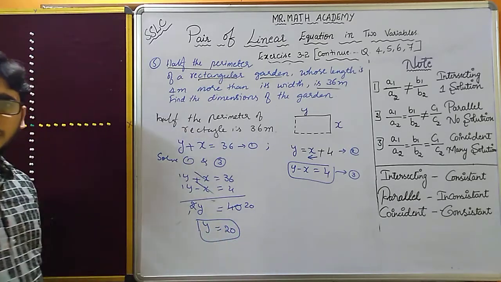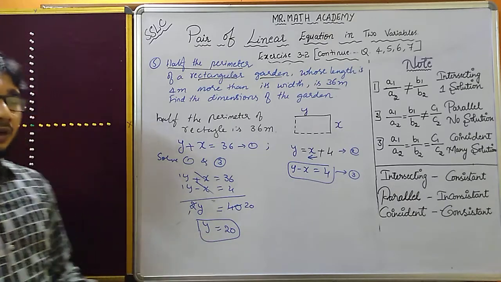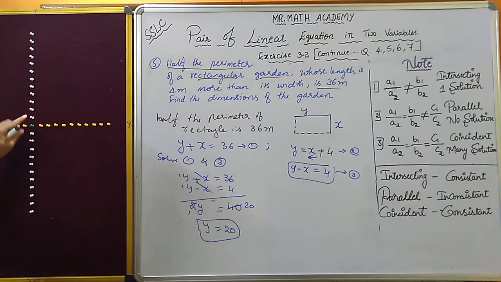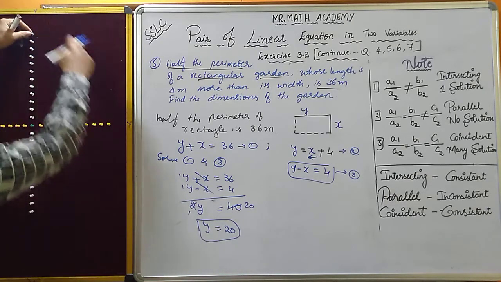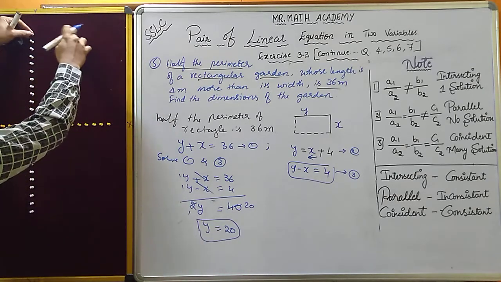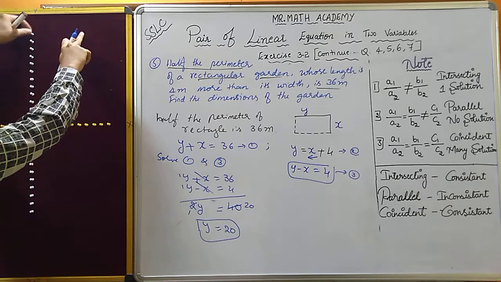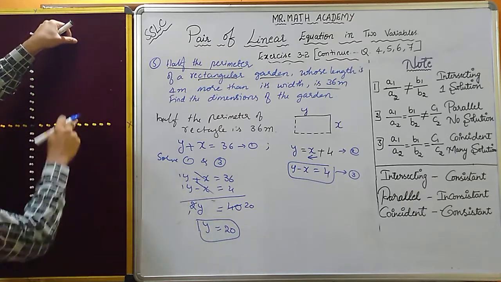In the graph also, if you plot, you will get y is equal to 20 only. How 20? This is the y axis here: 1, 2, 3, 4, 5, up to 20. The point where the lines cross each other, you will get 20 here. Then the x value, you will get here.